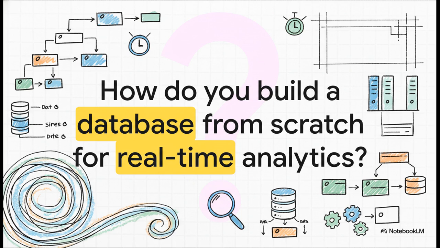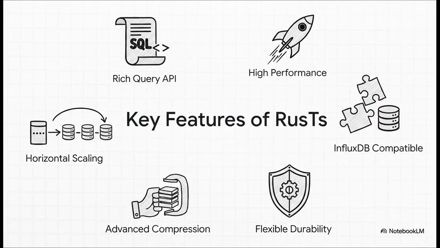We're going to walk through the architecture so you have a solid mental model of the whole system before you even think about looking at the code. Okay, so just to set the stage, here are the highlights. We're talking serious performance thanks to things like columnar storage. It's compatible with the InfluxDB line protocol, which is a huge deal for migration. And you'll see this theme over and over: flexibility. You get tons of control over durability, compression, and scaling. These are the promises, and now we're going to see exactly how the architecture delivers on them.